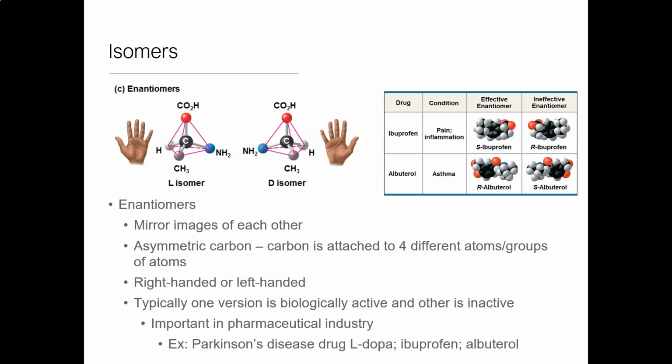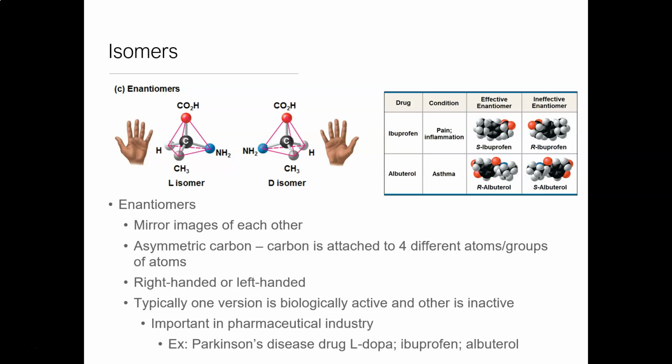So when we look at something like the ibuprofen here in the diagram, in the table, right, it's used for pain and inflammation. It's what maybe some of you know as Advil. And the S form is active in our bodies, the R form doesn't do anything. So one-handed version works, the other one doesn't, and it's because of the way that it orients itself into the pain receptors in our cells.